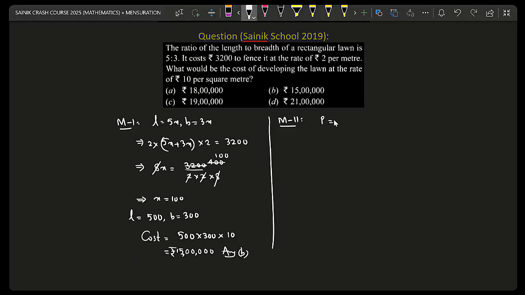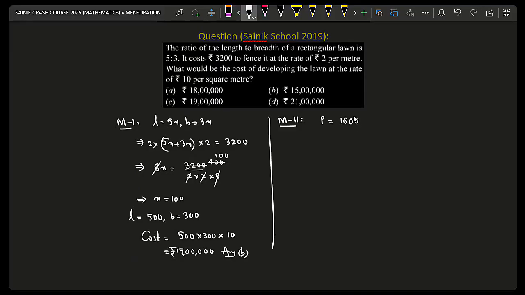Sir, perimeter... 1600? No. Yes, sir, 1600. See, 3,200 you have to divide by 2. We'll get 1600 meters, isn't it? Yes, sir. So the perimeter is 1600.